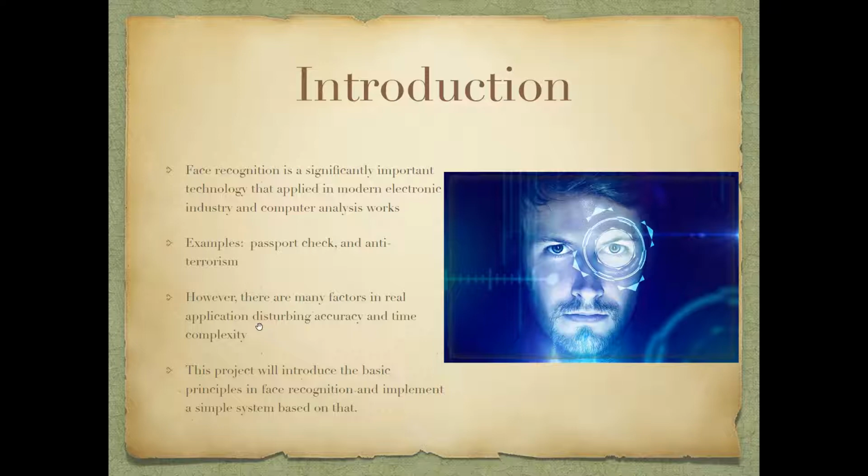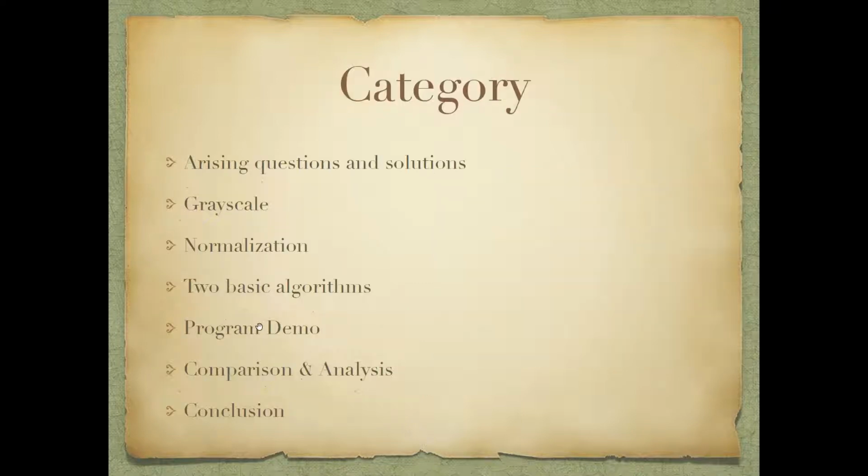Since it is a significantly important technology that is widely applied in the modern electronic industry, production, and our daily life. Examples could go as the passport check and anti-terrorism. However, there are many factors in real application disturbing the accuracy and the time cost. So this project will introduce the basic principles of two different algorithms to handle it and make a short comparison based on that. Before we move on, let's come to see the category here.